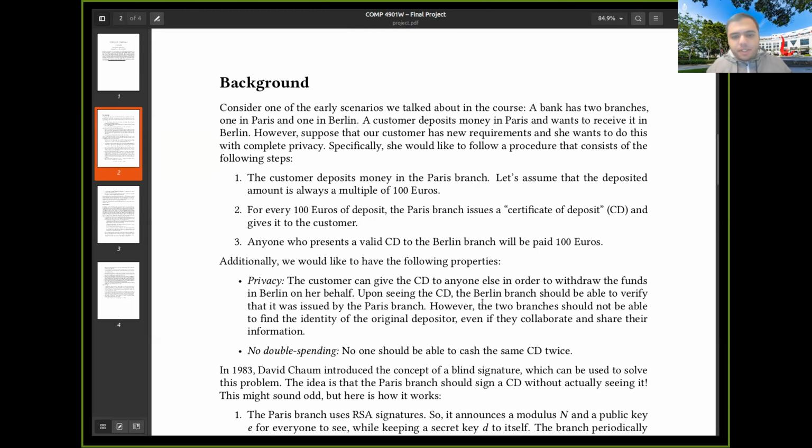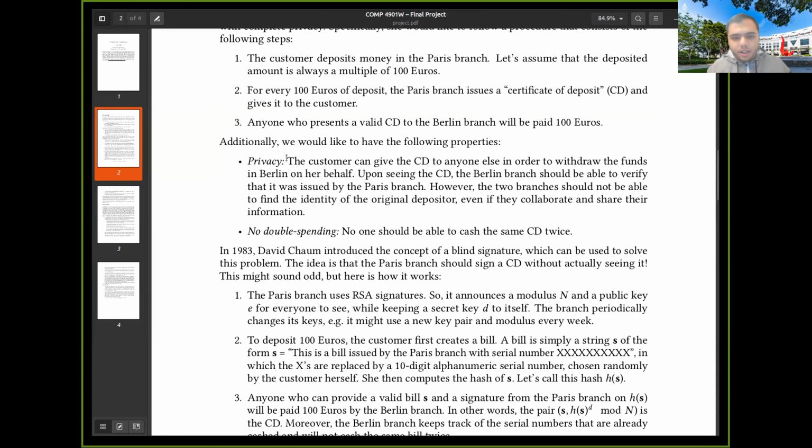And more specifically, what we want to have are these two properties. We want to make sure that we have privacy. So if I go to the bank and I deposit some money and I get a certificate, and then I give this certificate to you and you go to the bank and get the money back, the bank should not be able to connect the deposit to the withdrawal. So from the point of view of the bank, all the deposits should look the same.